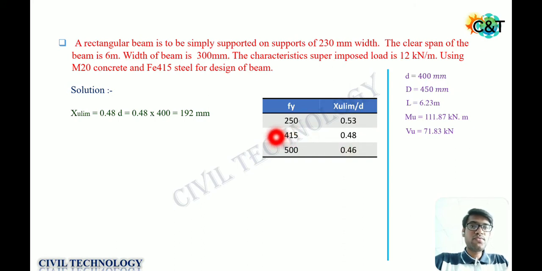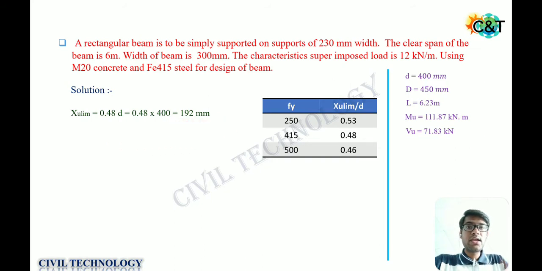If you use 250 grade steel, then its value comes out as 0.53. If you use 415, then it comes to 0.48, and for 500 steel it comes out 0.46. In our problem we use Fe415 grade steel, so the XU limit by D value comes out 0.48. So we require XU limit: 0.48 multiplied by D, that is our effective depth of the beam, and the value comes out to 192 mm.